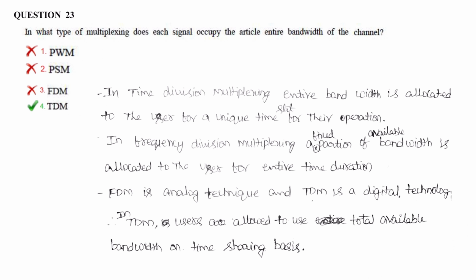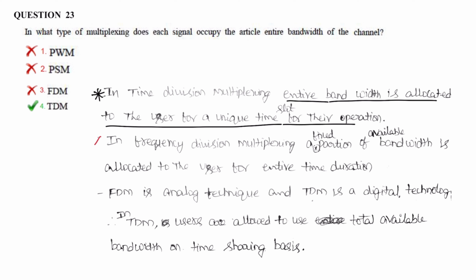Question number 23. In what type of multiplexing does each signal occupy the entire bandwidth of the channel? So obviously it is time division multiplexing. In time division multiplexing, the entire bandwidth is allocated to the user for a unique time slot for their operation. Entire bandwidth is allocated for the user for a particular time slot. So it is time division multiplexing.